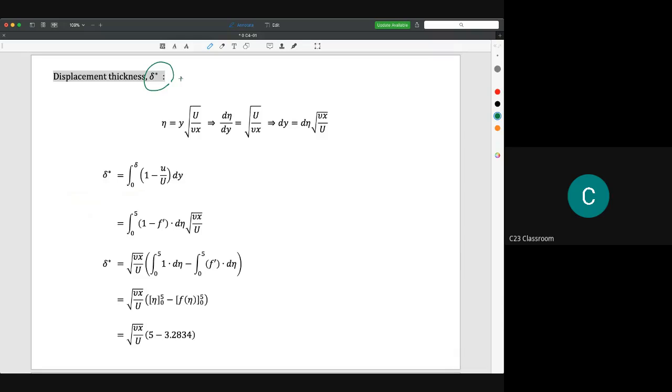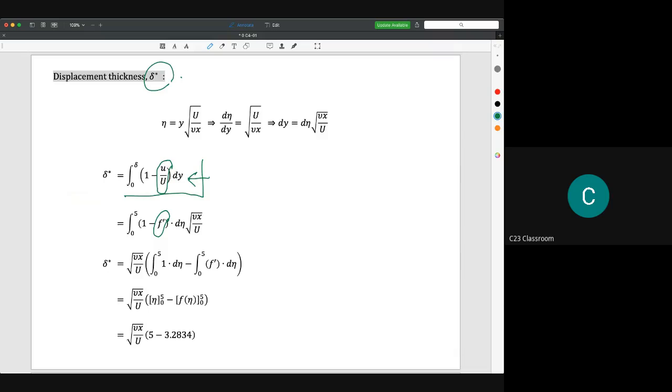And then we go step by step. We need to determine the value of delta star. We know that delta star is the integral of 1 minus u over U dy, and from the table we know that u over U here is equal to f prime. So if we replace the value of u here, the problem of this equation is that it cannot be used straightforwardly with the Blasius solution.